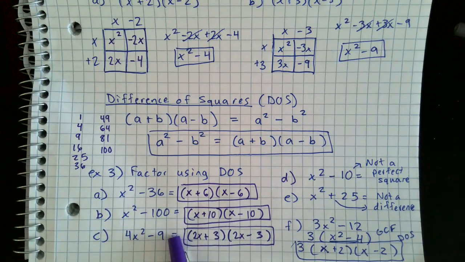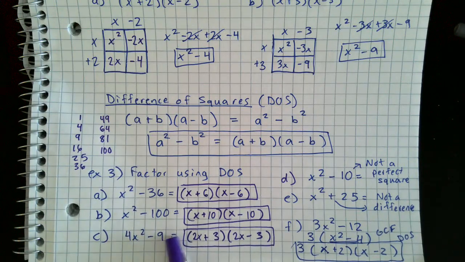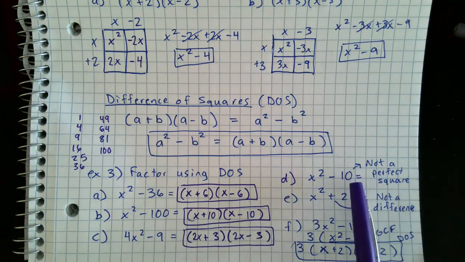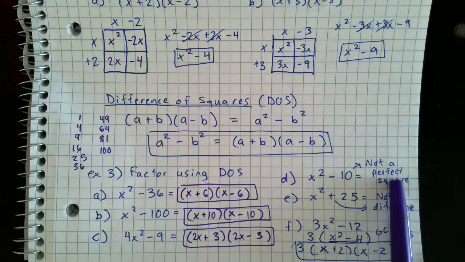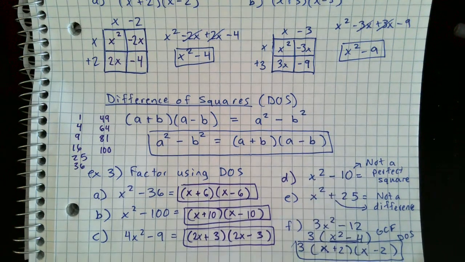4x squared minus 9, there's an extra coefficient right here, but it's a perfect square. 2 times 2 is 4. X times x is x squared. 3 times 3 is 9. So this is a difference of perfect squares. Therefore, you can factor it like this. If you have one of them is a perfect square, but the other one is not, you cannot do it. It's not a perfect square. X squared plus 25, even though these are perfect squares, it's a plus sign. It's not a difference. So you cannot use difference of squares on either of these two problems.